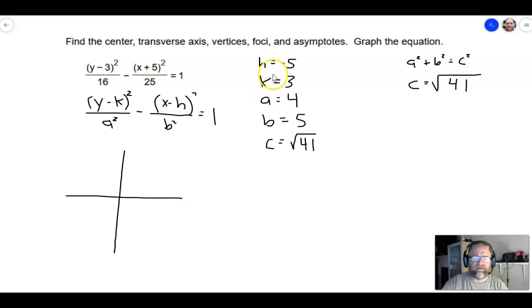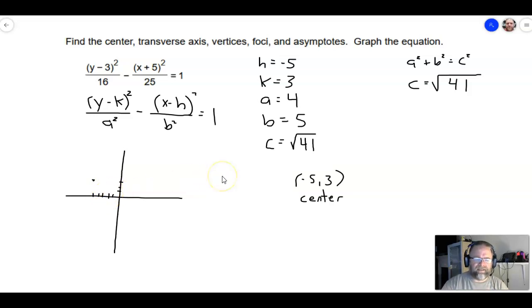All right, so let's go ahead, start trying to graph this thing and use what we know. So first of all, the center is going to be at h, k. So that's going to be at negative 5, 3. That is our center. That is the middle of the two vertices that we're going to have. So 1, 2, 3, 4, 5. 1, 2, 3. Somewhere around here. That's going to be our center.